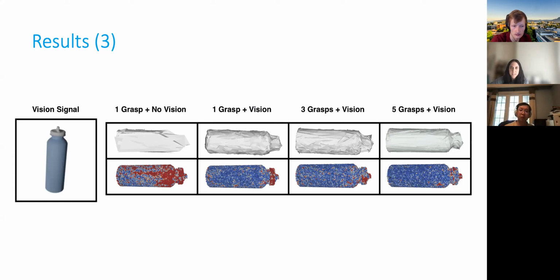So what does this tell us? In the first case, where we do not use any vision and we have a single grasp, we see that the reconstruction doesn't have very high quality. As soon as we leverage the visual signal, we see that the error is mostly concentrated at the top of the bottle. And as we keep adding additional grasps, the error is further reduced. So we visually confirm that the model gains additional insights into the nature of the object being touched by touching new areas on the object surface.